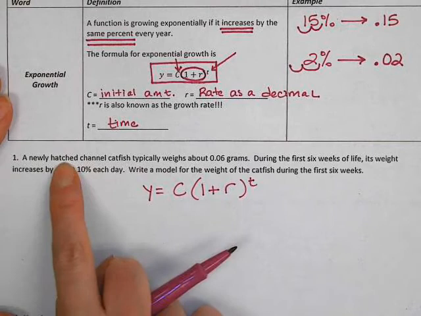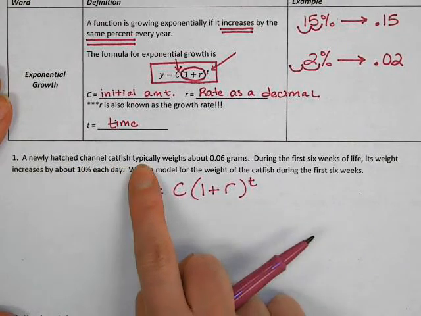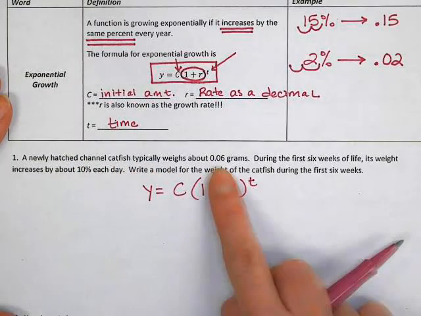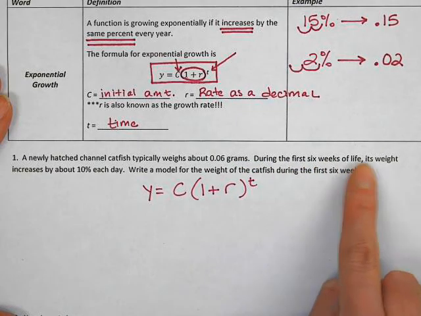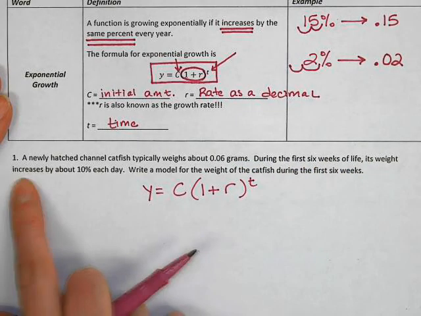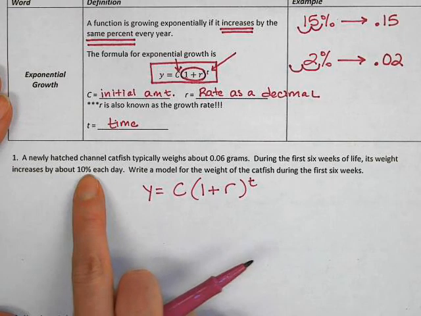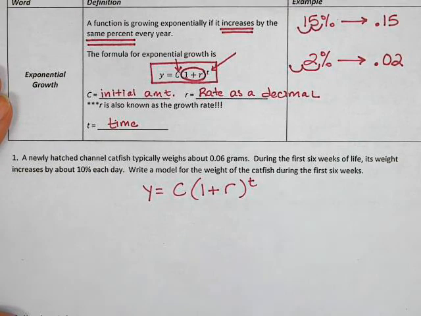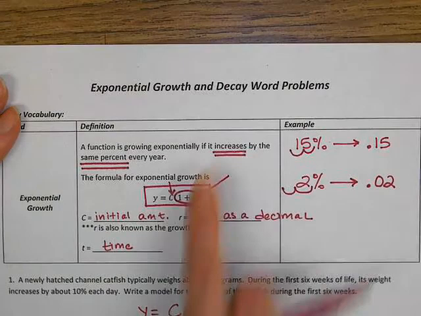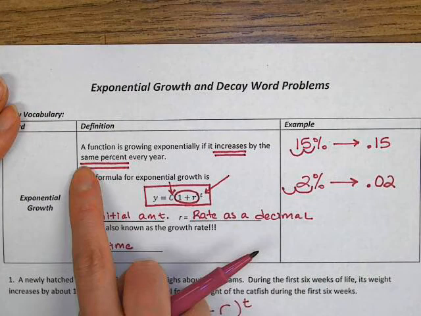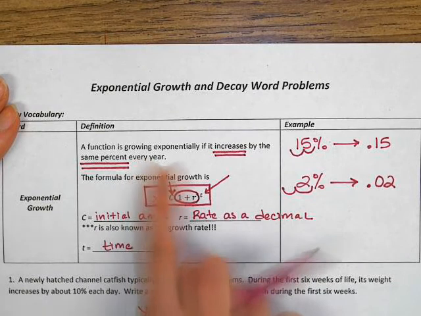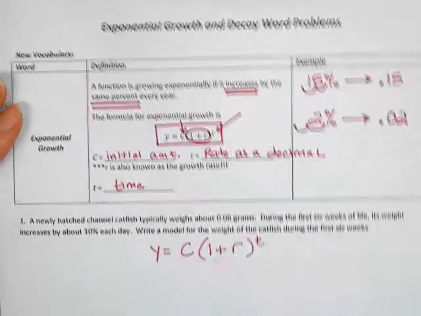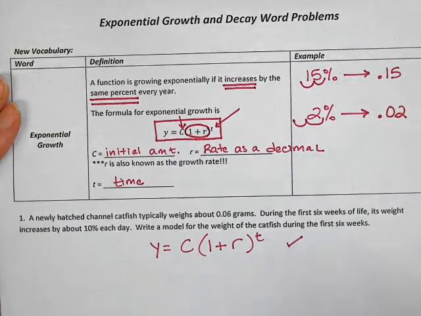A newly hatched channel catfish typically weighs about 0.06 grams. During the first 6 weeks of life, its weight increases by 10% each day. Okay, there's your key that it's exponential. If it's increasing by the same percent every time period, it doesn't have to be year. Okay, so yes, it's exponential.